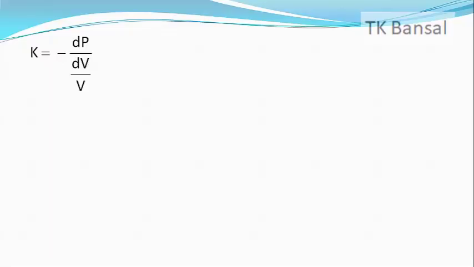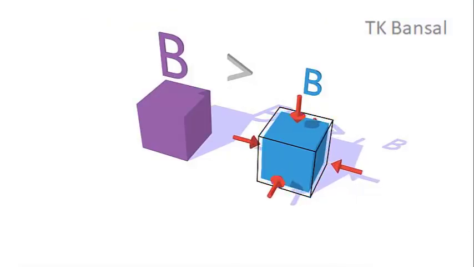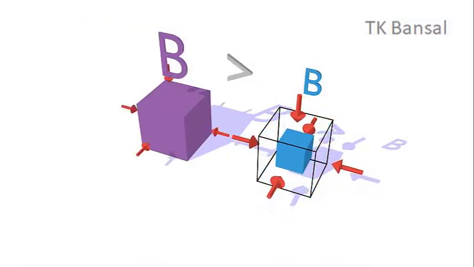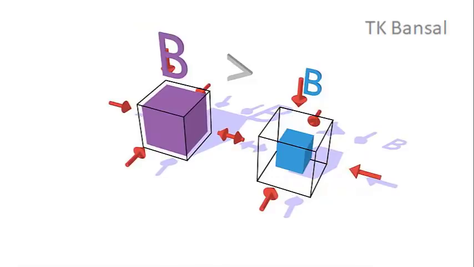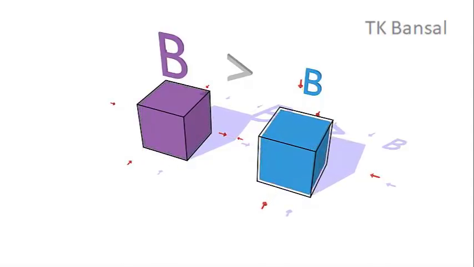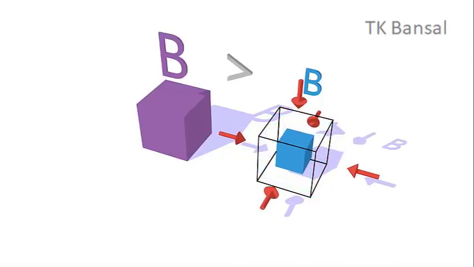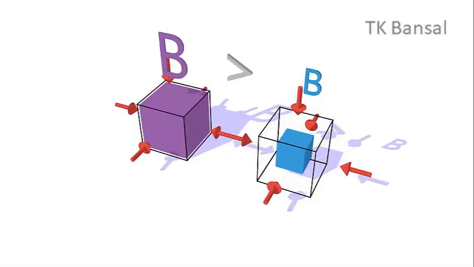To understand the presence of the negative sign, let's watch the video clip. You can see for yourself that when the pressure increases, the volume decreases, and when the pressure decreases, the volume increases. Hence, the signs of dP and dV are opposite to each other. Therefore, to make the bulk modulus K positive, a negative sign has been introduced.